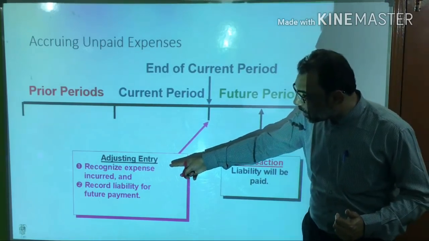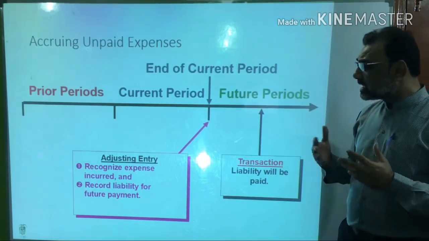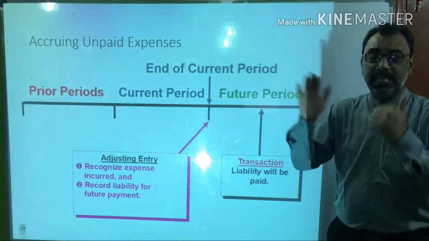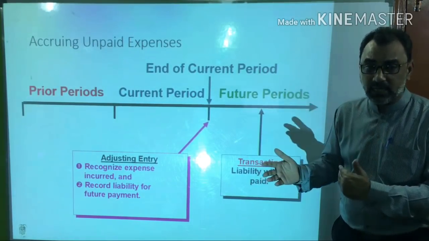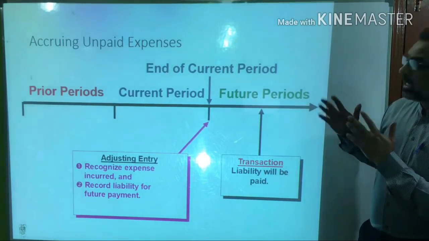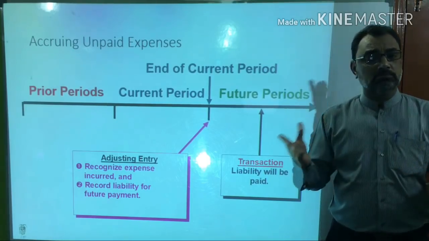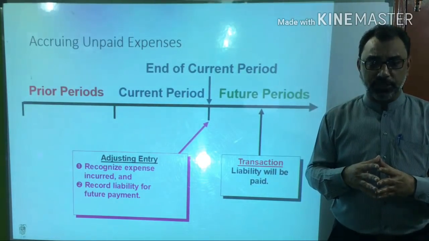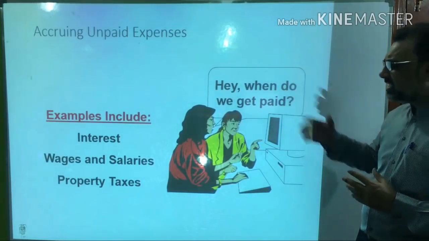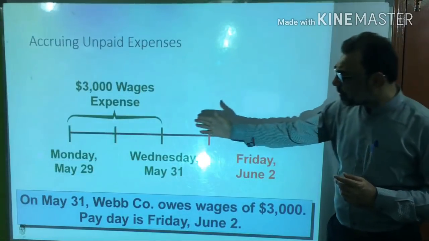So first you will record, let's suppose, salary expense debit and salary payable credit, because the expense has been incurred but the amount is not paid yet. But whenever you pay that amount, you will record immediately a simple transaction, that is, salary payable debit and cash credit. So you can take an example of interest, wages and salaries, property taxes.